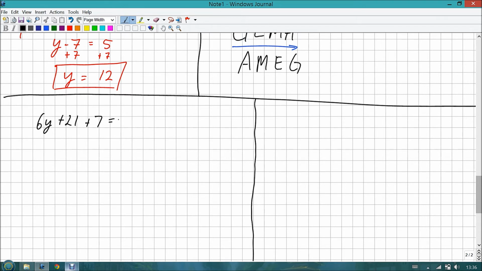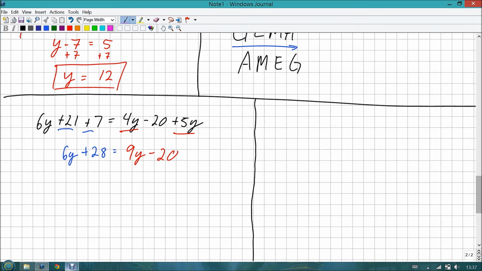All right, let's look at 6y plus 21 plus 7 is equal to 4y minus 20 and then plus 5y. Now on this one, the first thing I would want to do is combine all of my like terms. That's just a habit that I've been in for a long time. So I'm going to add the 21 to the 7 and get 28. And then I'm going to combine the 4y and the 5y and get 9y. So now I have 9y minus 20.